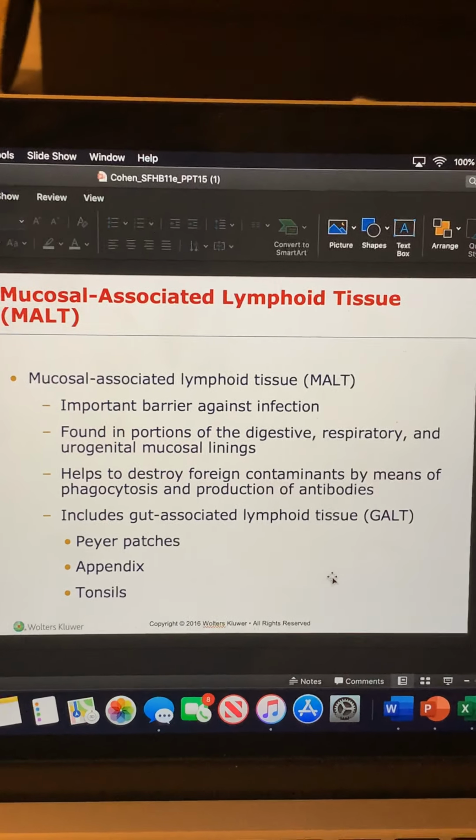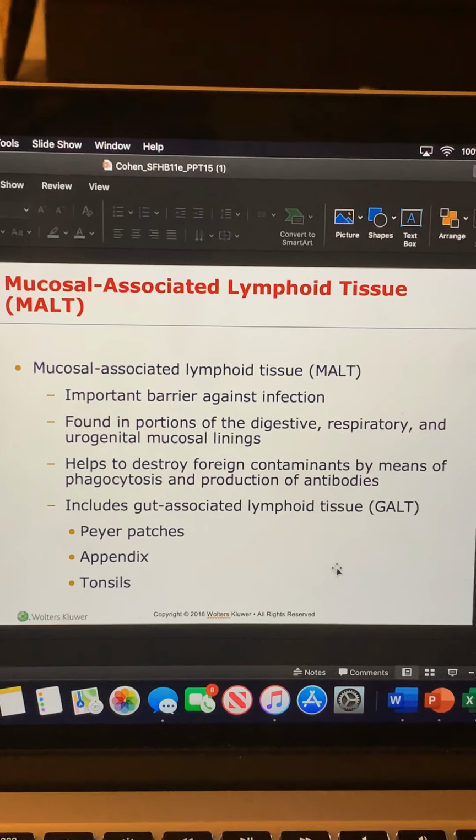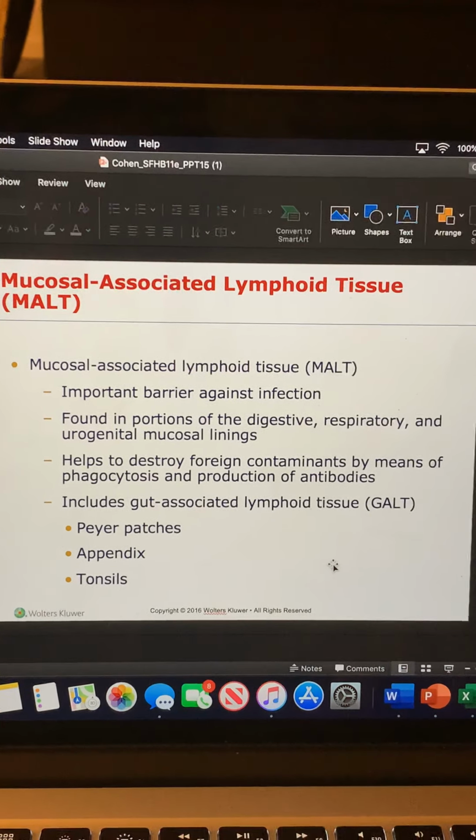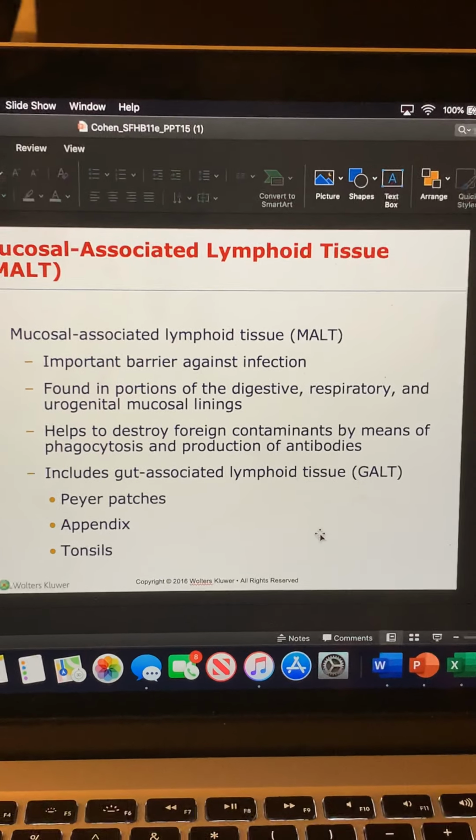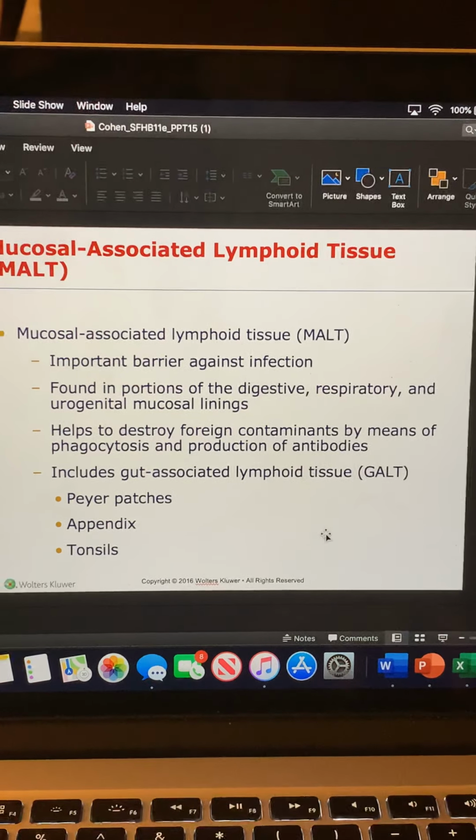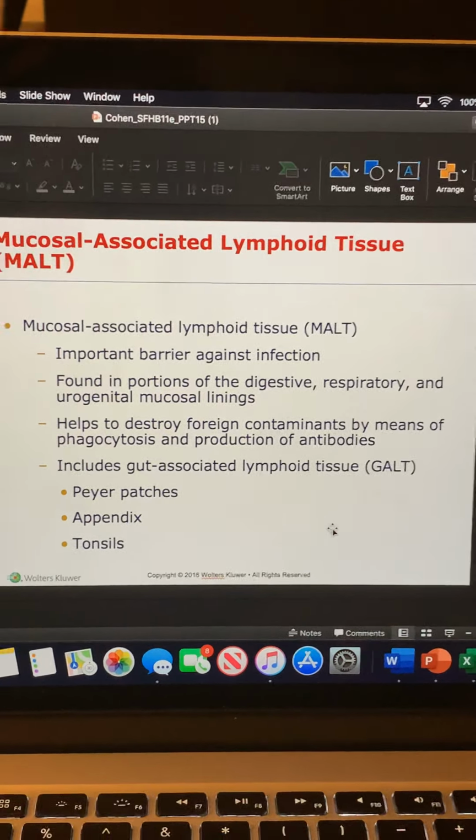So a big thing to know about MALTs and GALTs. MALT stands for mucosal associated lymphoid tissue. It's an important barrier against infection, of course, because, you know, your gut is dark and moist, and it's the perfect place for all things to grow, right? So it's found in portions of the digestive, respiratory, and urogenital mucosal linings, and it helps destroy foreign contaminants by means of phagocytosis and producing antibodies.